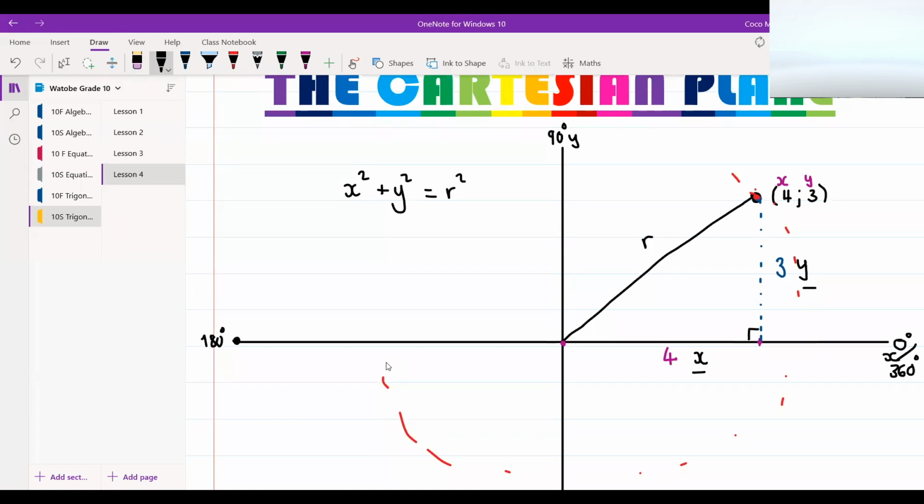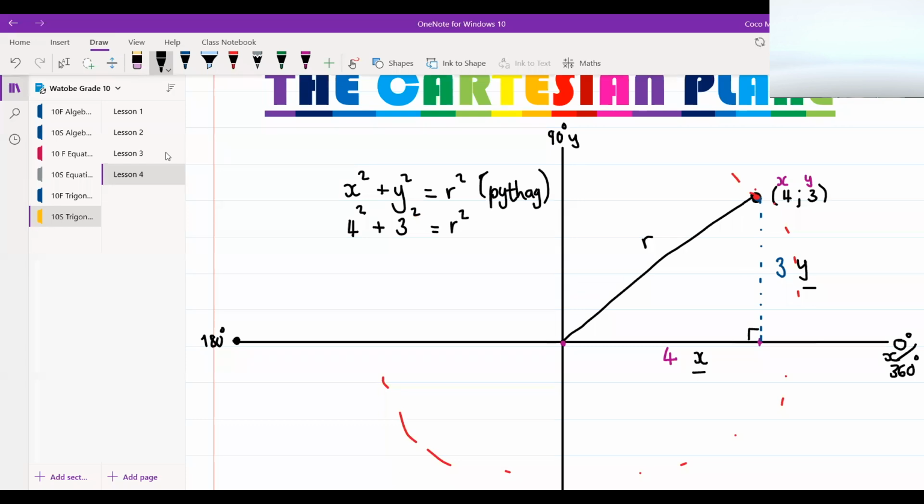Now if we quickly do this, my x is going to be 4 squared plus my y, which is 3 squared. All right, Komoto, finish this off for us, my sweetie. What am I going to get?